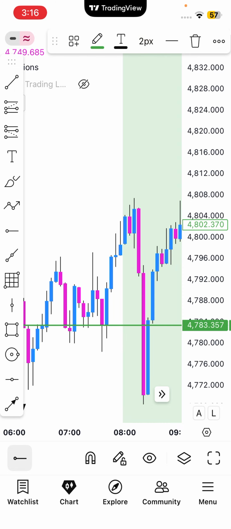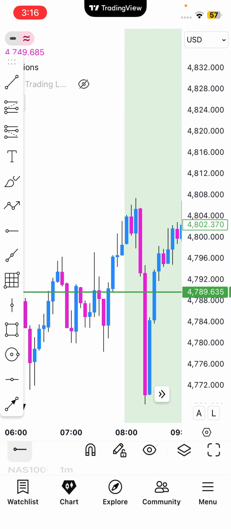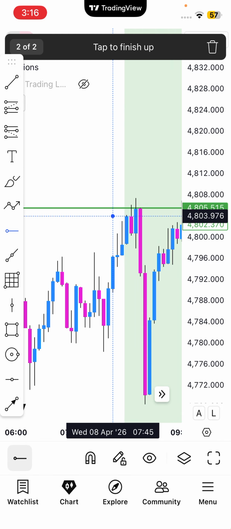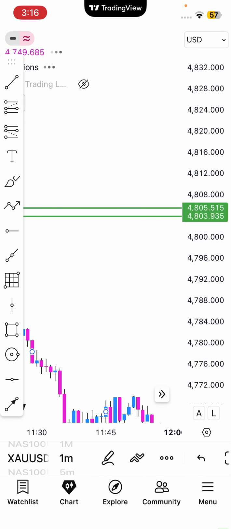Then price broke this support, which turned structure bearish. Now what do we have? We have a QMR. We have the apex and we have the level. It's probably more clear to see on the 1 minute time frame.